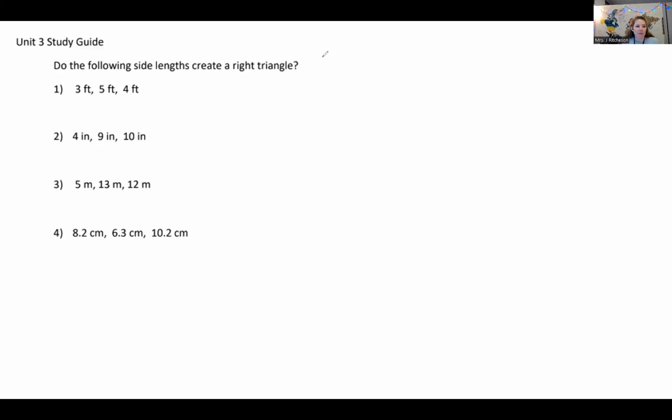All right, so number one, the 1 through 4, they're all asking the same question. Do the following side lengths create a right triangle? So we're talking about right triangles, and we're using the Pythagorean theorem. A squared plus b squared equals c squared. So C, of course, has to be the longest side.